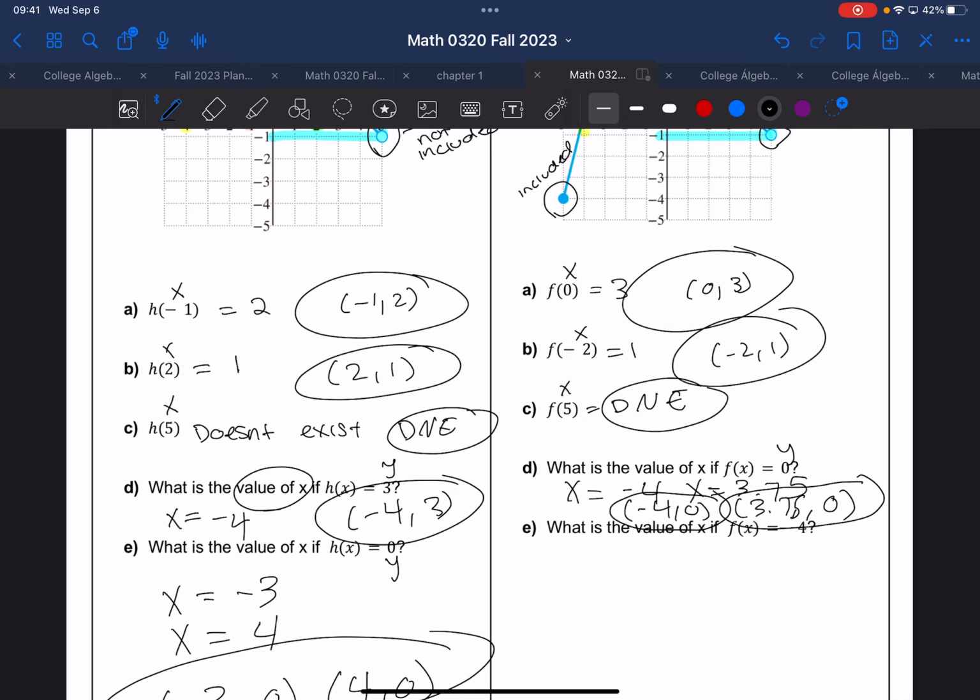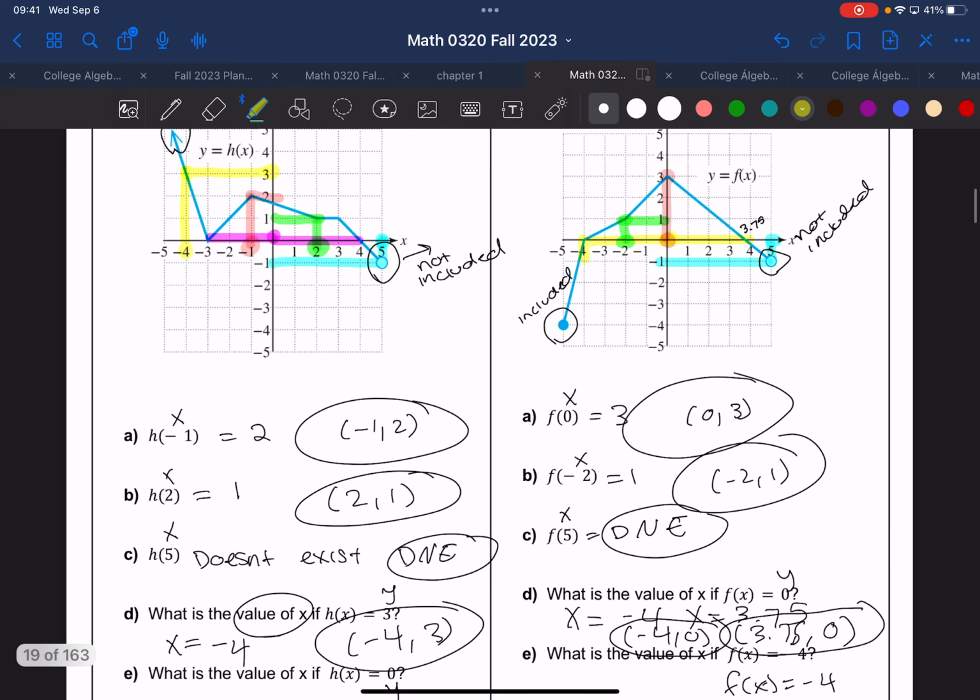Let me just rewrite that then, because I covered it. That negative 4 is what variable? Y. So we're going to find negative 4 on the y's. So negative 4 is right here. Okay, which direction are we going? Left, because that's where our function is.